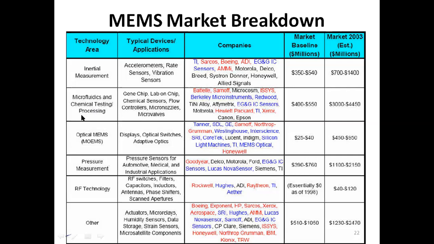Microfluidics and chemical testing processes. The devices in the market are gene chip, lab on a chip, chemical sensors, flow controllers, micro nozzles, micro valves, and these are the well-known companies who are producing those. Optical MEMS. In optical MEMS, we have displays, optical switches, adaptive optics, and these are the well-known companies, and that is their market share way back in 2001 or 2002.